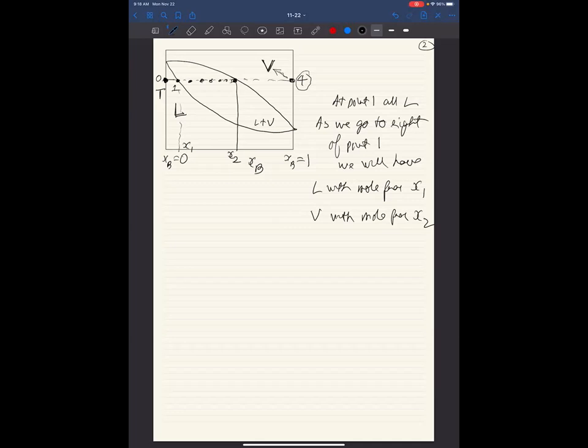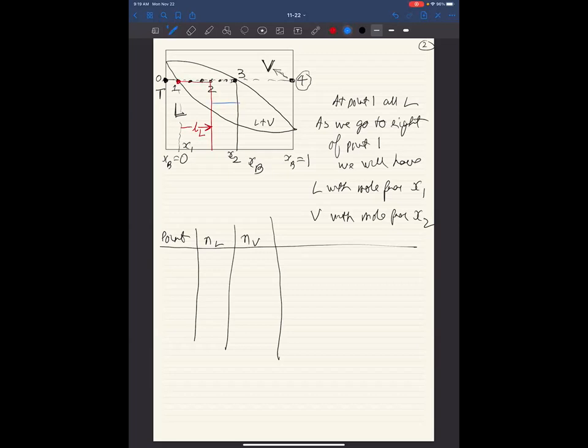So let's try to make a table for this. We did point 4 already. Let's call this point 2 and let's call this point 3, okay? Let's make a table. And in this table, let's call it point number. Let's talk about the number of moles of liquid we are going to have, number of moles of vapor we are going to have. And I want to talk about one more thing, which is, the notation is going to look a bit strange. It is small l subscript L. It means the length, the distance you have moved from point L, okay? And this one over here is small l subscript V, okay?